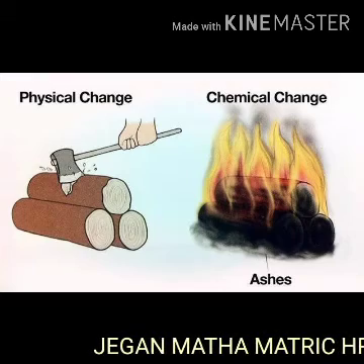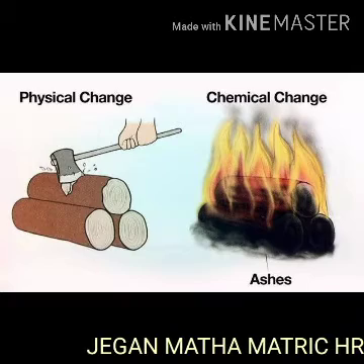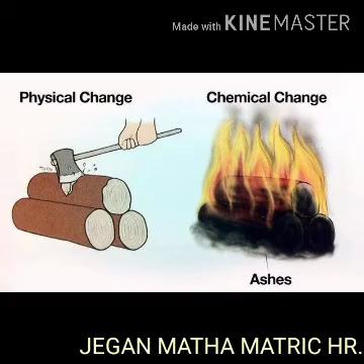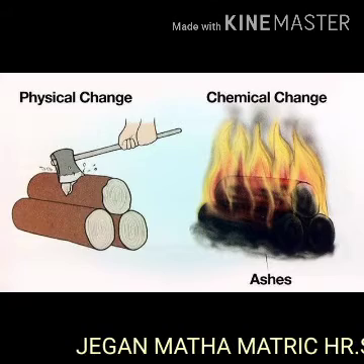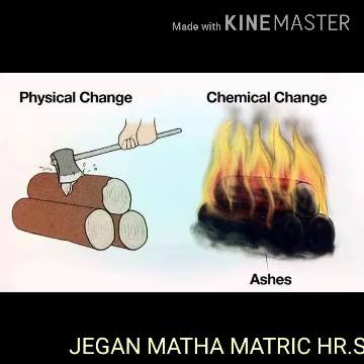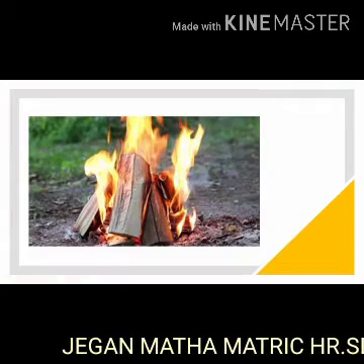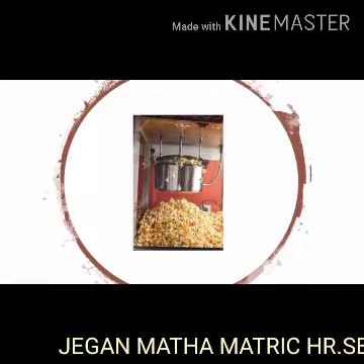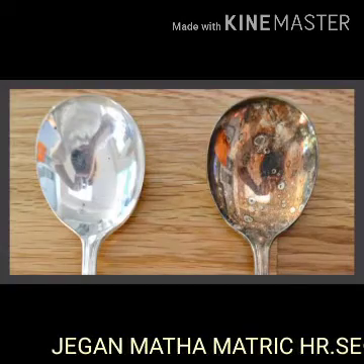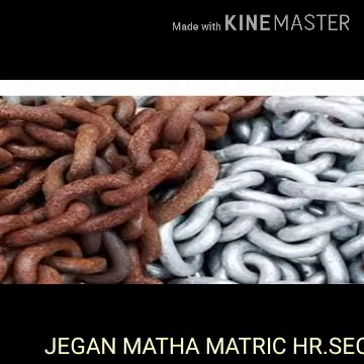Now, we are going to see about chemical changes. Chemical changes are permanent changes in which there is a change in the chemical composition and a new substance is formed. Example, burning of wood, popping of popcorn, blackening of silver ornaments, and rusting of iron.